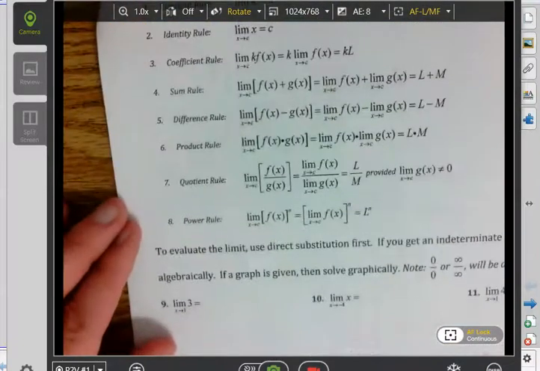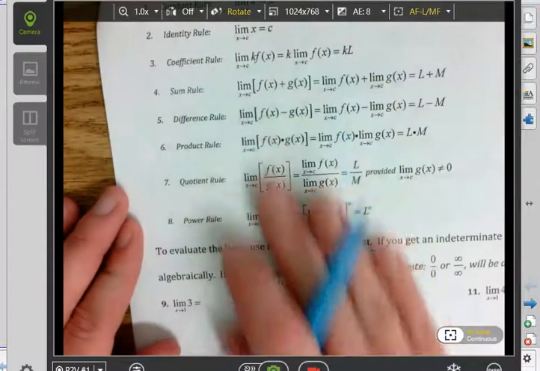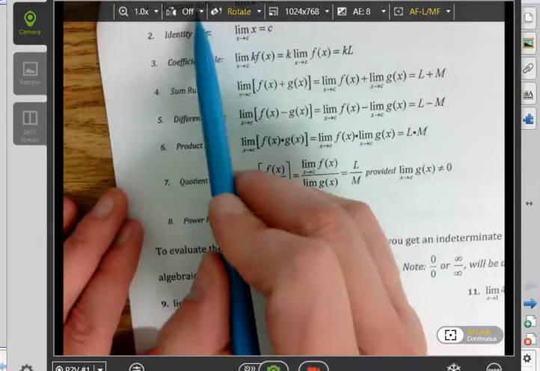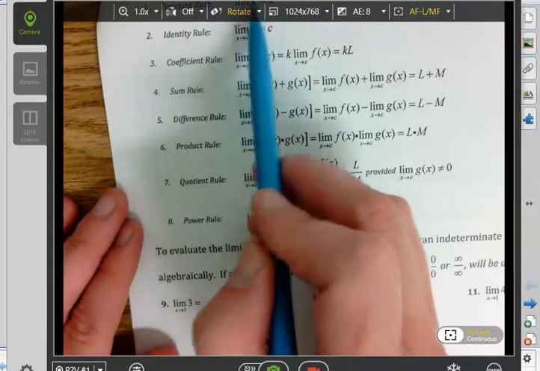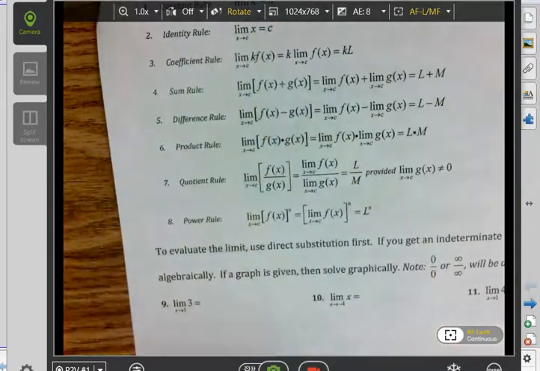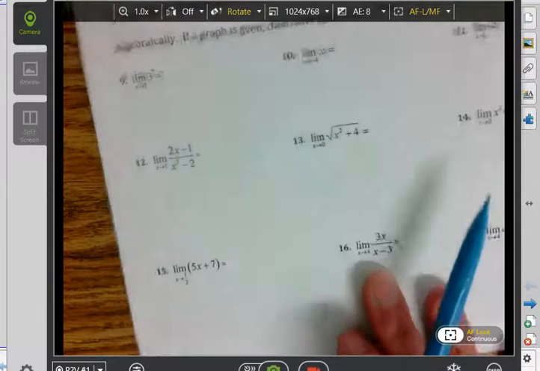Okay, so these are your rules right here. And the first one says if you have a constant, the limit as x approaches c, if this is some value k, it's going to equal k. Now that might sound confusing, but let's look at the specific example for it down here.